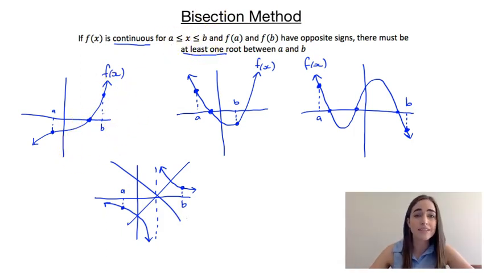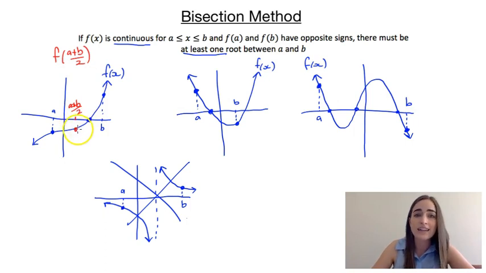Now, if we have a look at how the bisection method actually works, there is a hint in the name. Bisect means to cut something in half. So if we have a look at this function, for example, we know that somewhere in between a and b, there has to be a root. So what we're going to do, we're going to find the midpoint of a and b. So we're going to find a plus b over 2, and we're going to find the value of the function at that point. So we're going to find f of a plus b over 2, and in this case, for the diagram that I've drawn, that value will be negative.